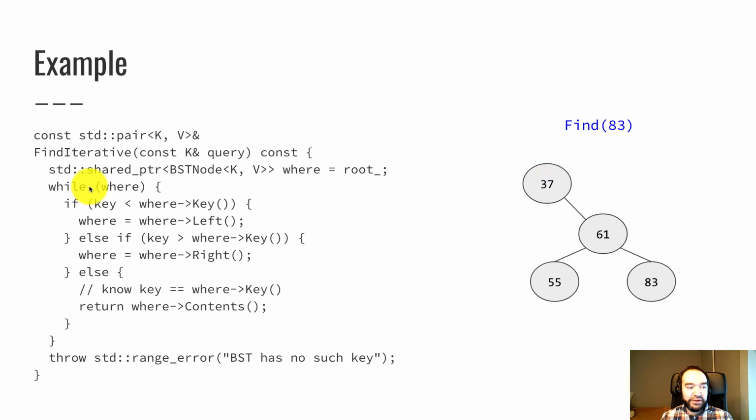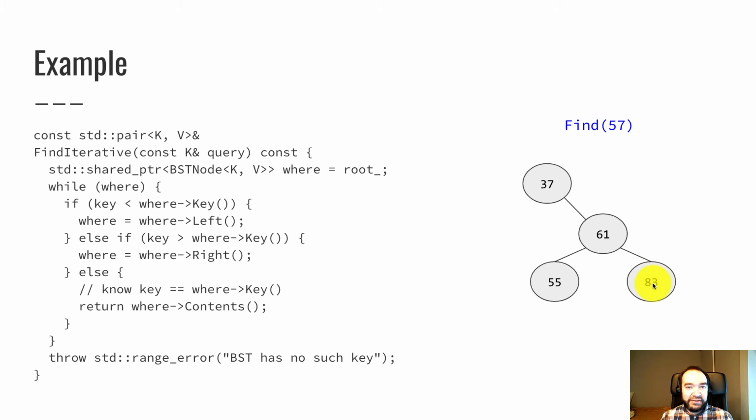That's a non-null pointer, so the while loop runs, and key is greater than where's key, so where gets reassigned to point at 61, and then the loop repeats again. And then we make the same kind of decision. How does key compare to where's key, which is 61 now? Well, I'm looking for 83. It's greater than, so we'd go right again. Then the loop repeats a third time, and we know we're in this third case, so we would return the pair containing 83. It's a successful search.